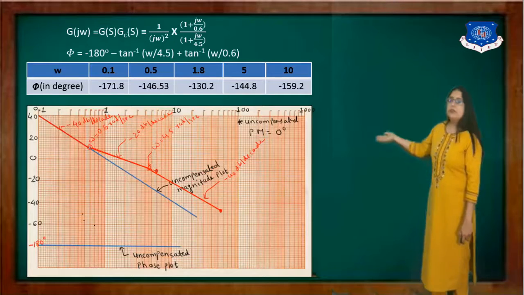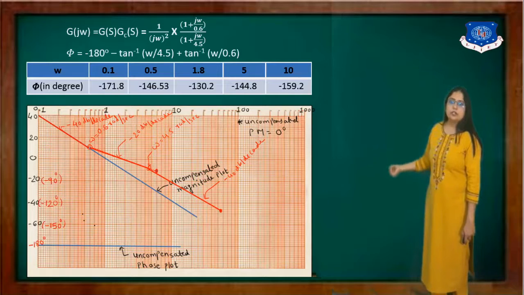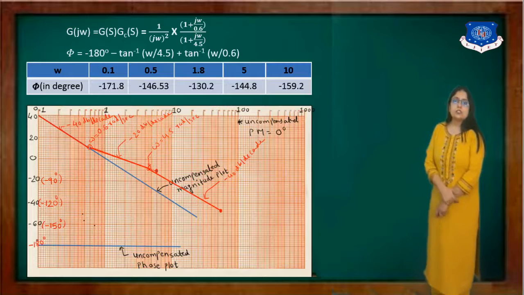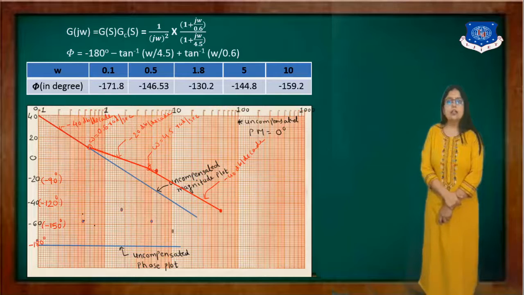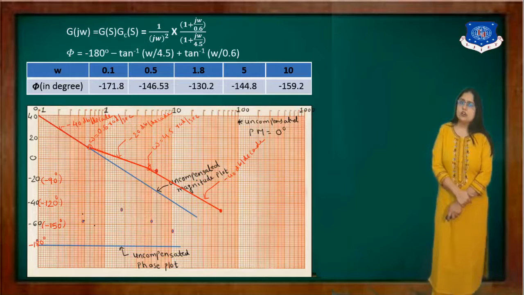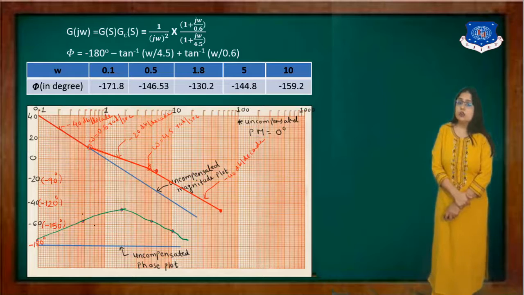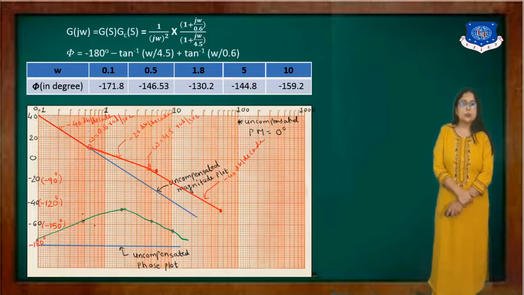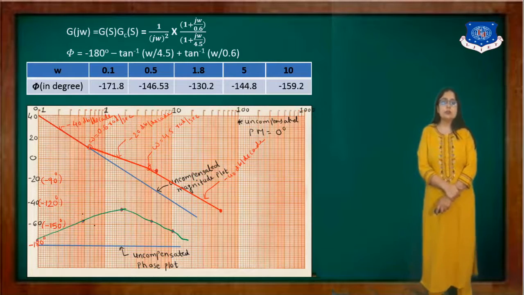Now in this, we have to mark all these points, right? 90, then 120, 150, 180 like that. You just first 0.1, then 0.5, then 1.8, 5 and 10. You have to put this, it's a normal graph. And then join all the points with the help of freehand like this. So this is what, it's my compensated phase plot.